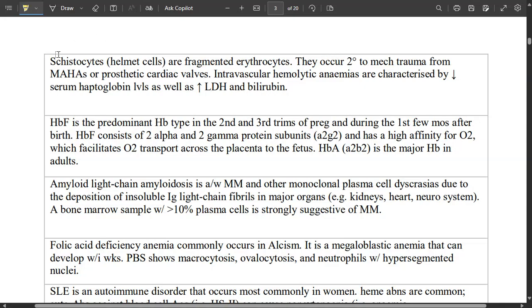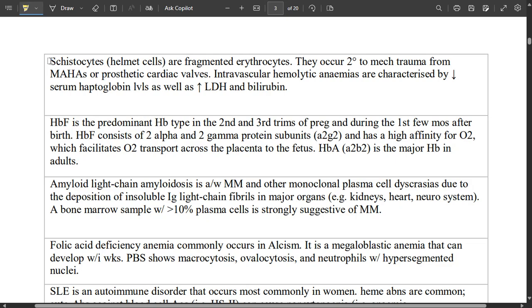Page number 3. Schistocytes, otherwise called helmet cells, are fragmented RBCs. So RBCs, if fragmented, are called helmet cells. They occur secondary to mechanical trauma from microangiopathic hemolytic anemia. Microangiopathy means small blood vessels. So in the small blood vessel there occurs hemolytic anemia, and hemolytic anemia means hemolysis, RBC rupture, thus resulting in helmet cells, or prosthetic cardiac valves, where the RBCs mechanically strike against the valves and are broken down. Therefore, helmet cells are formed.